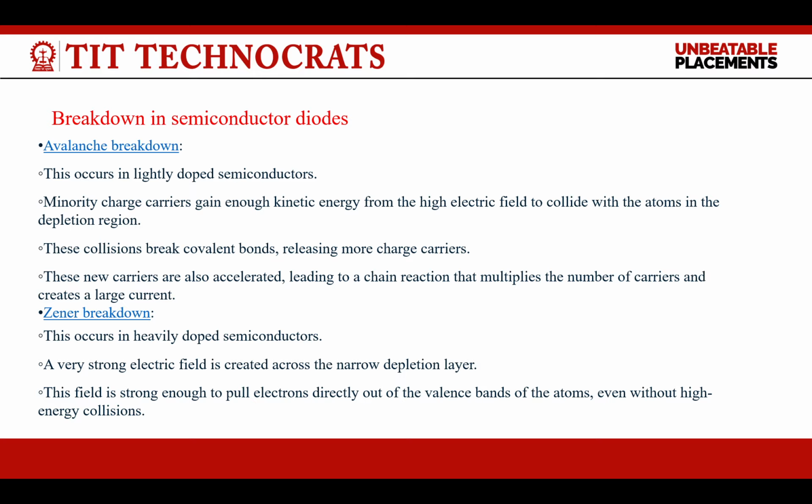Now the breakdown in semiconductor diode, there are two types of breakdown. First one is avalanche breakdown and the second one is Zener breakdown. Avalanche breakdown occurs in lightly doped semiconductor, and minority charge carriers gain enough kinetic energy from the high electric field to collide with atoms in the depletion region. And the Zener breakdown occurs in heavily doped semiconductor. A very strong electric field is created across the narrow depletion region.